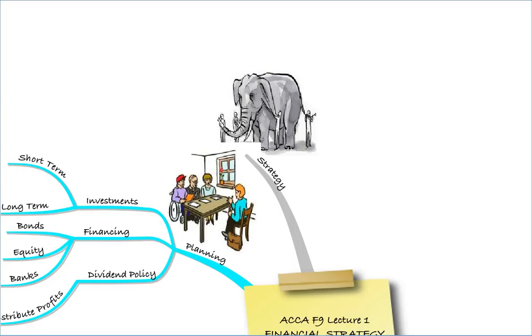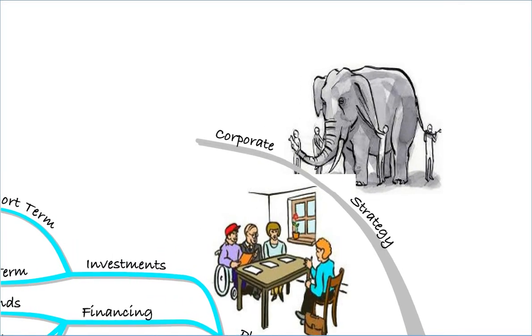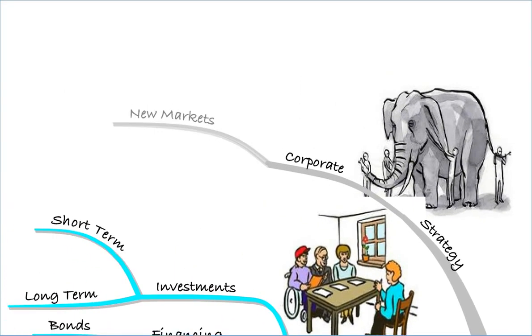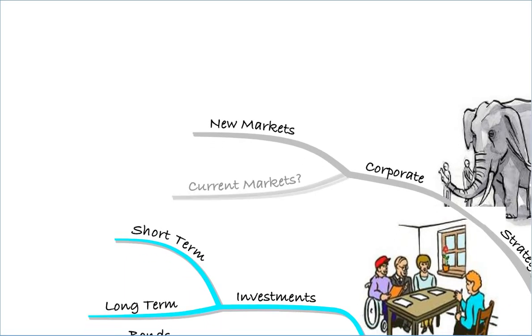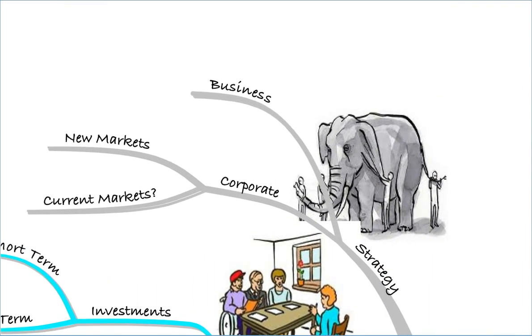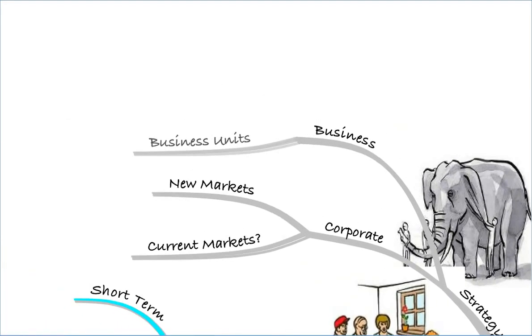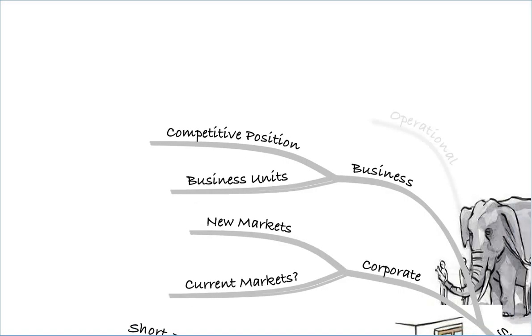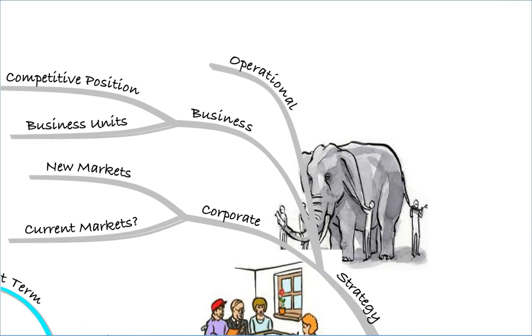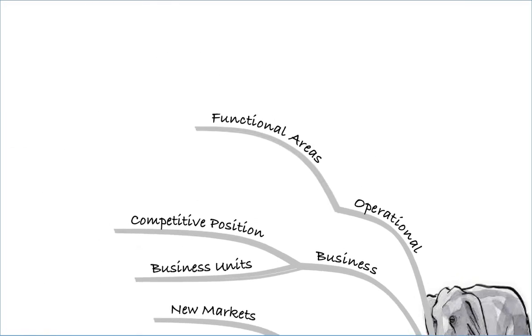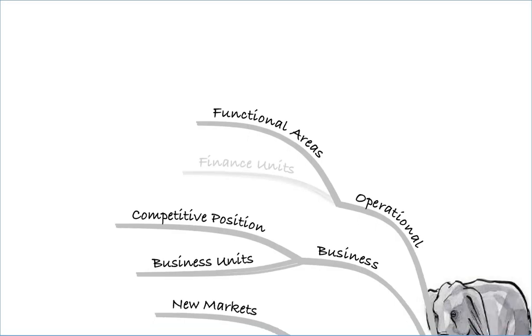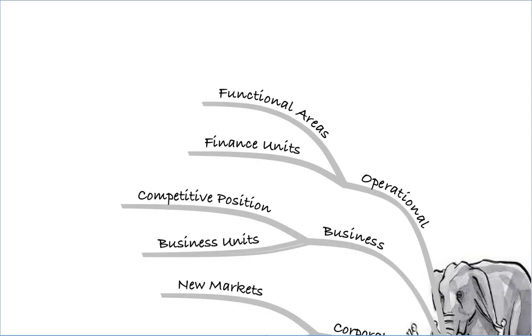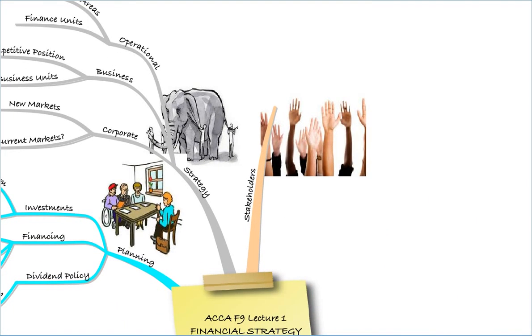We then need to understand our strategy for the business. We need to know how we're going to get things done. First of all, at a corporate level. Corporate strategy, remember, involves thinking about new markets or current markets. Business strategy, remember, this is at a slightly lower level. We're thinking about the business units and our competitive position in the market. And lastly then, operational strategy. An operational strategy, we said, was focused on the functional areas of the business, particularly because we're thinking of finance, the finance units and how they perform. So that's what our strategy is.